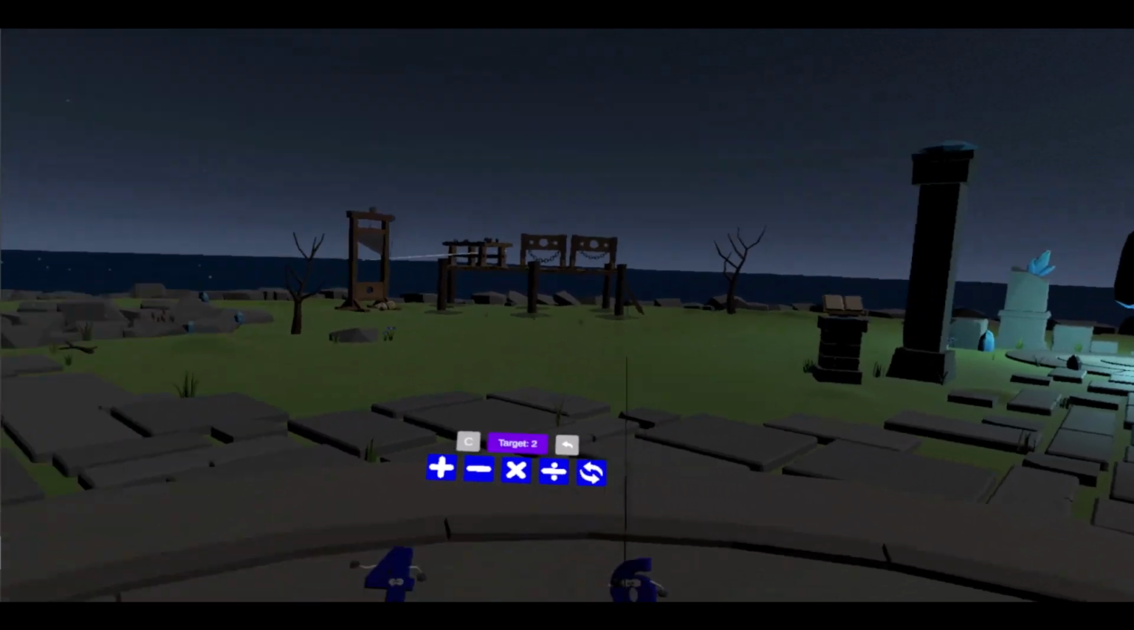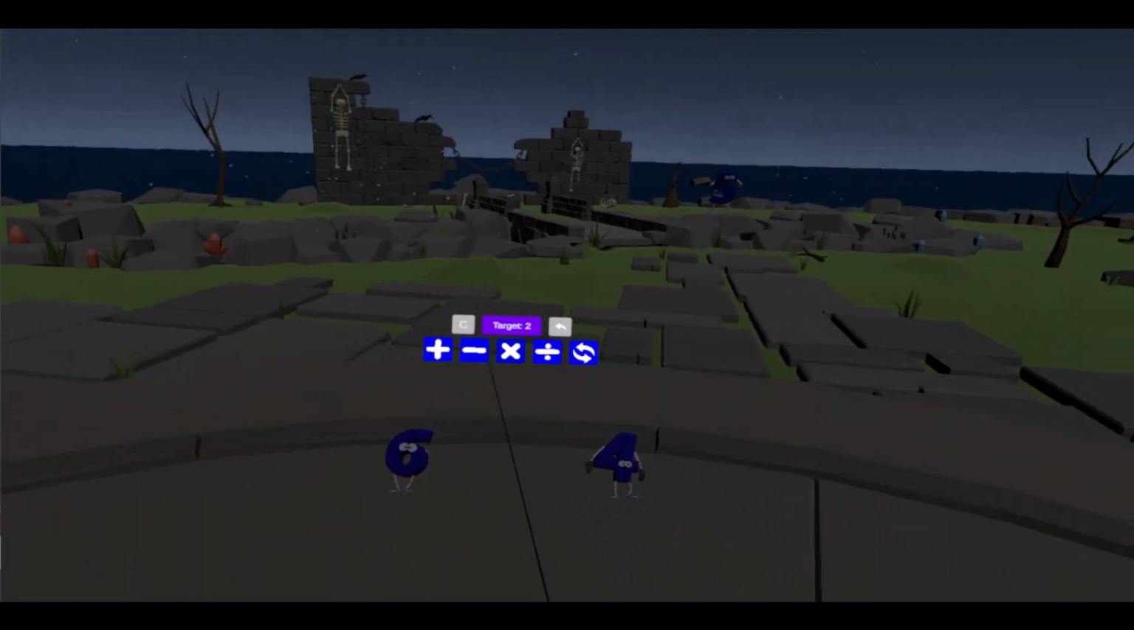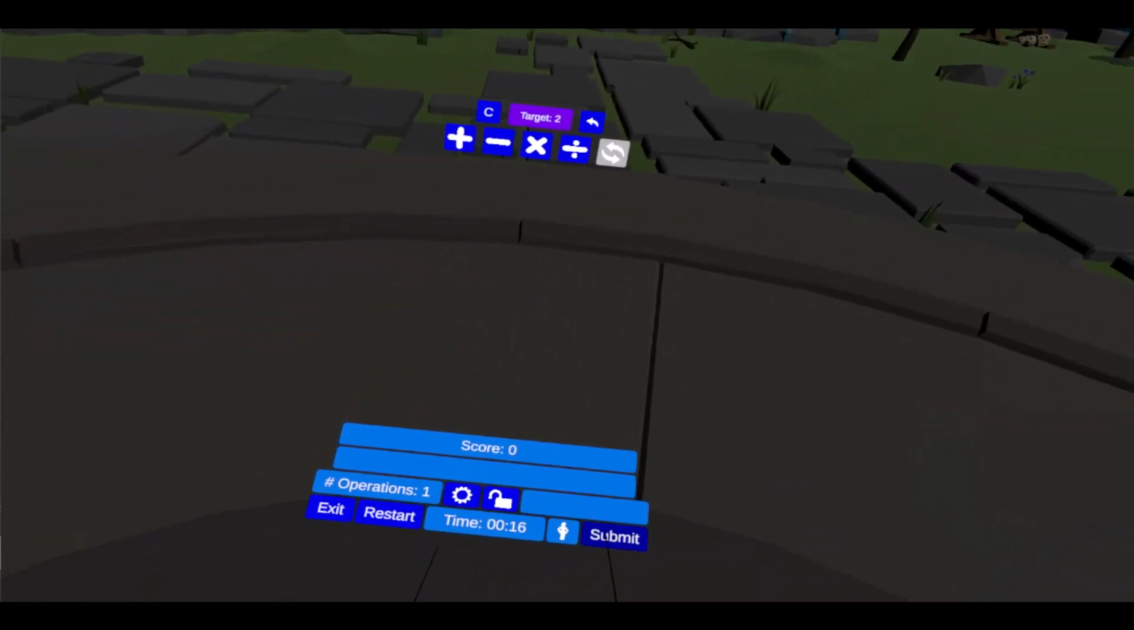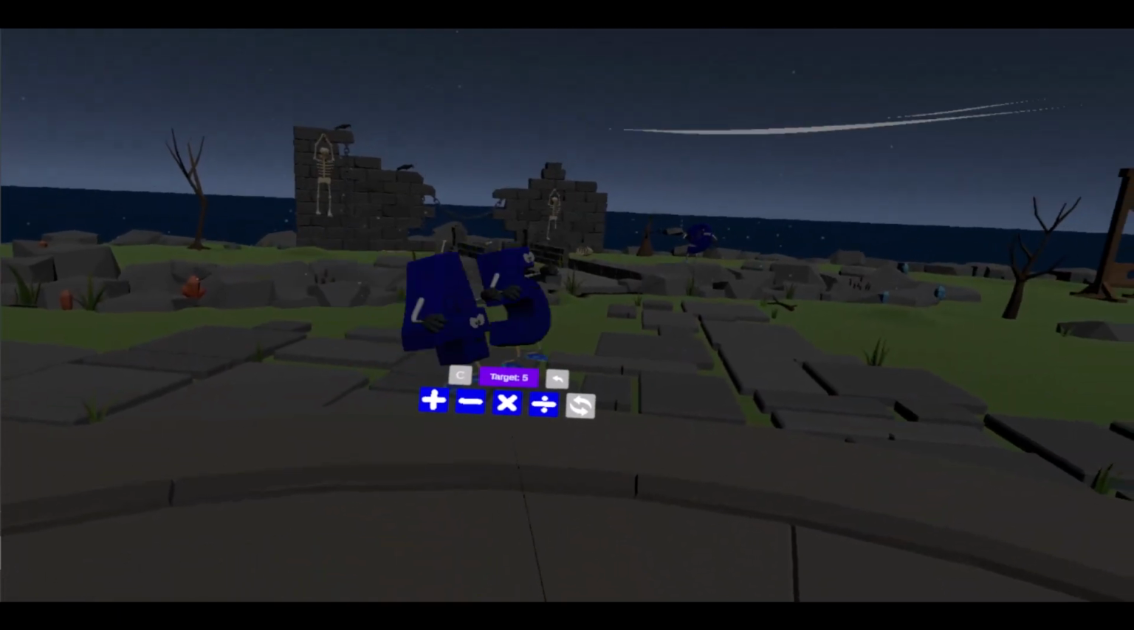And 6, 6. And I can swap them round. Swap. And I minus them. And I can see there's an answer there. Now I've got 18 seconds left. Okay, and I get my score.